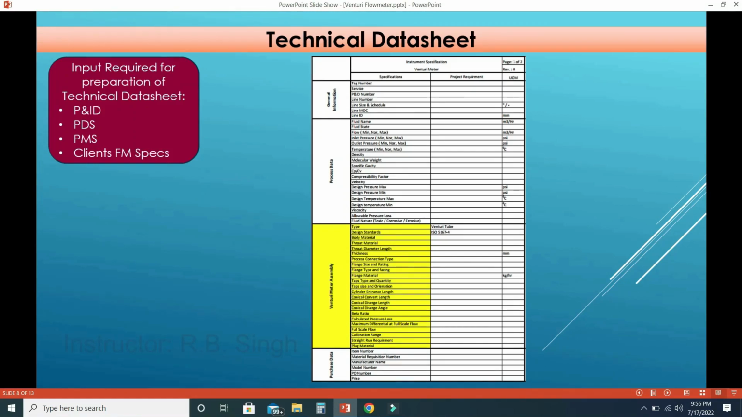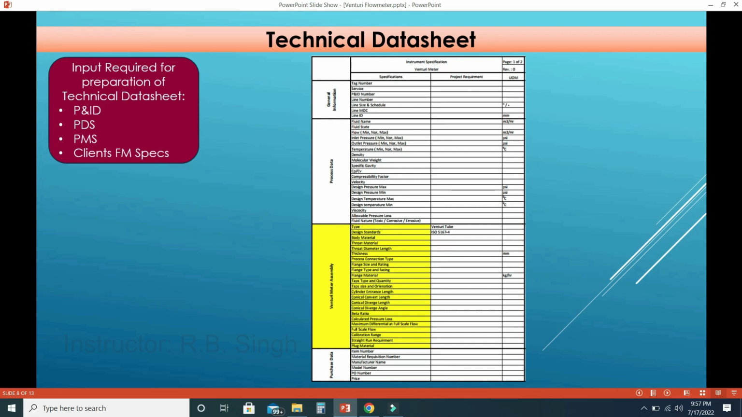So from calculation we can fill this data. Full scale flow, we can choose either, we can follow the sizing. Calibration range, yes, we have to put the calibration range based on the sizing. So from 0 to maximum differential at full scale flow will be the calibration range of the DP transmitters.